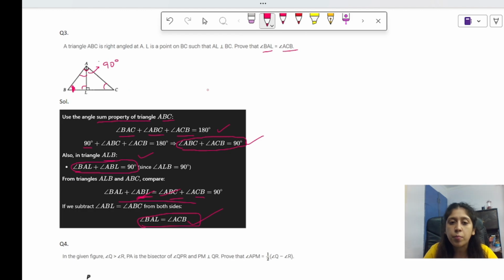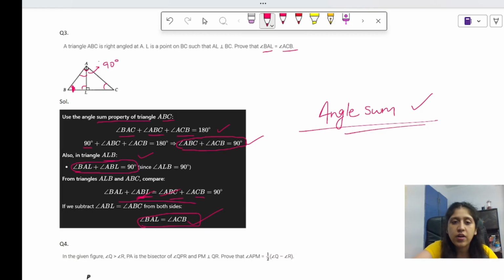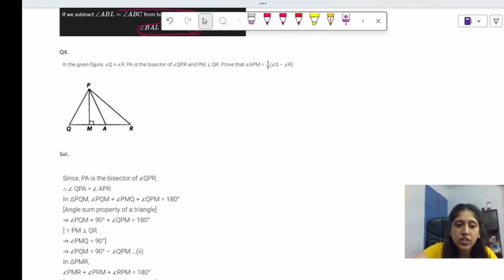Just because of the angle sum property. So for this question, angle sum property was something really important. ठीक है, angle sum property was important. I hope the concept is clear for angle sum property. It just says all the angles lying in a triangle, they sum up to 180 degree. Alright, let's go to the last question for the day.